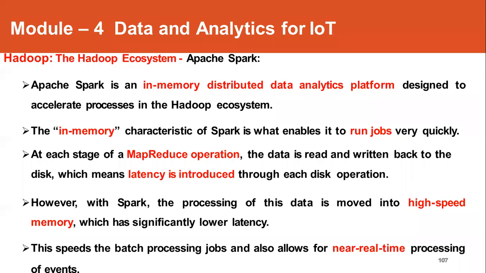So this latency is introduced through each disk operation. In order to overcome this latency, with Spark, the processing of data is moved into higher speed memory, which has significantly lower latency compared to the batch processing jobs. Thus, Apache Spark provides real-time processing of data.